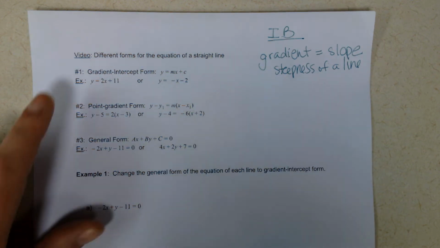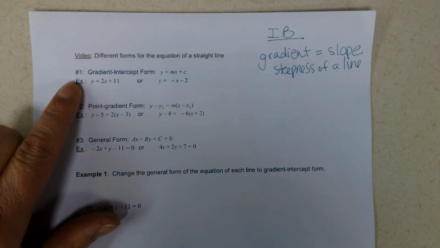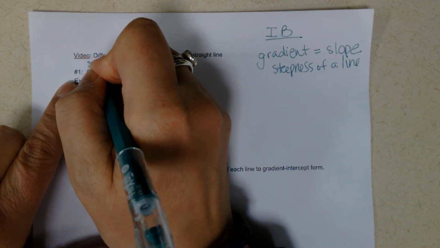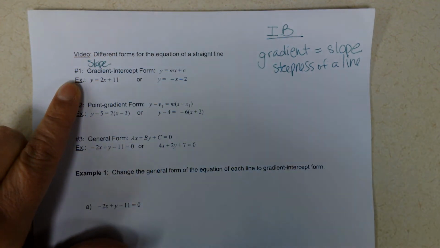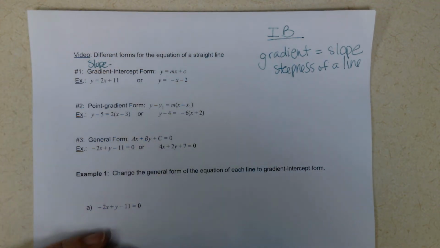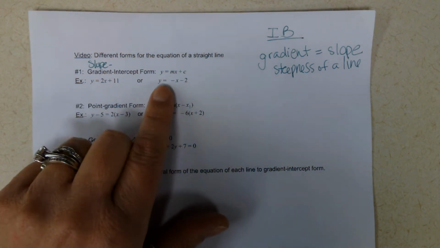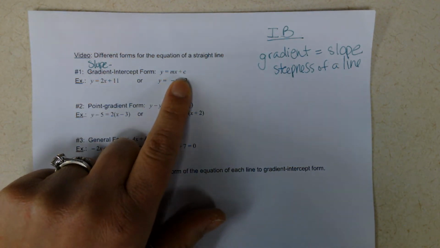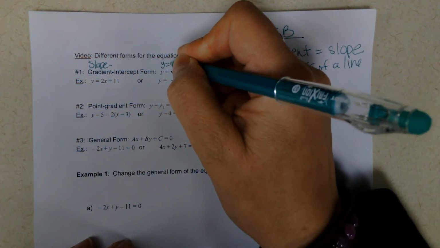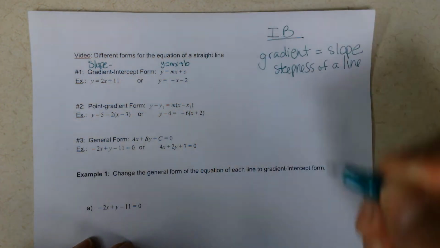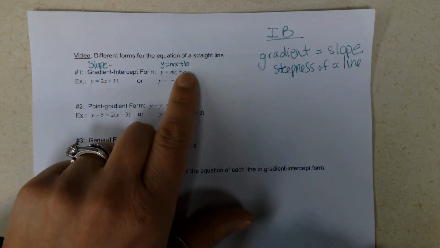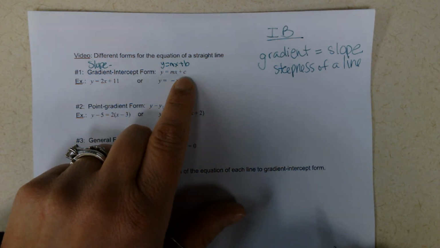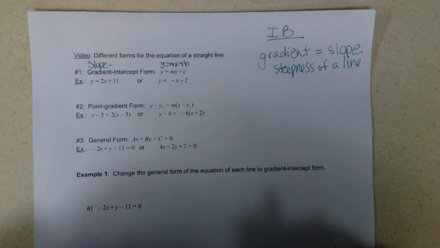So we have three forms. The first form is gradient intercept form. You'll notice that this is slope intercept form, where you see the word gradient. If you put slope in, now it's familiar. The gradient intercept form is y equals mx plus c. We are used to y equals mx plus b. However, IB uses the letter c for the y-intercept. We use the letter b. It means the same thing, where it intersects the y-axis.